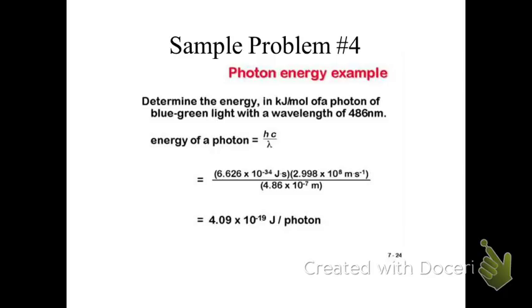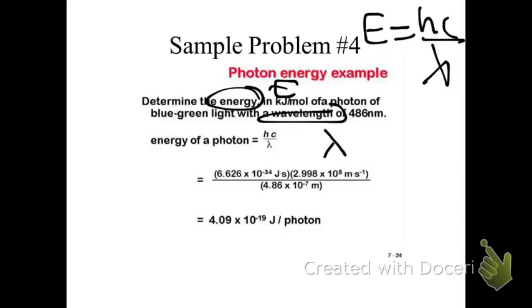So what if you needed to determine the energy in kilojoules per mole of a photon of blue-green light with a wavelength of 486 nanometers? Well, number 1, you're trying to find energy. You have wavelength. So the equation we used previously on the last problem won't work. We have to use something that relates energy and wavelength, which will be E equals hc over lambda. Now, you know h. You know c. They're constants. You plug them in. Wavelength has to be in meters. This is in nanometers. So they converted it to meters and they plugged it in.